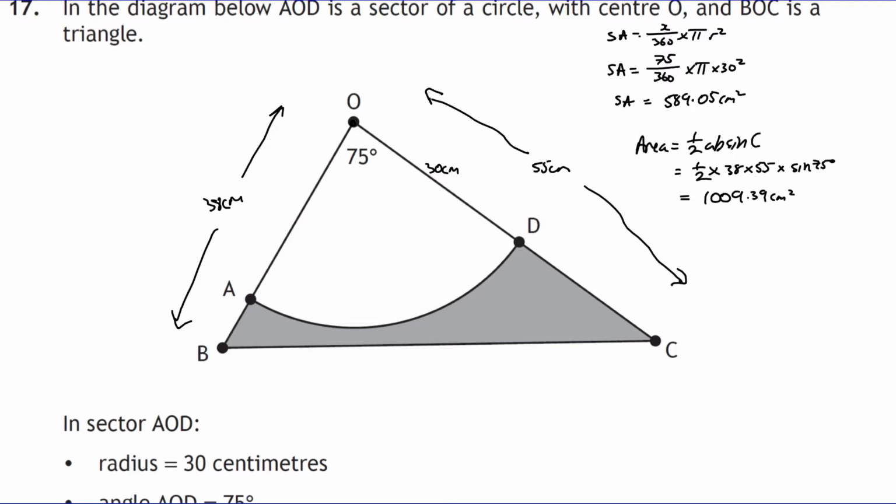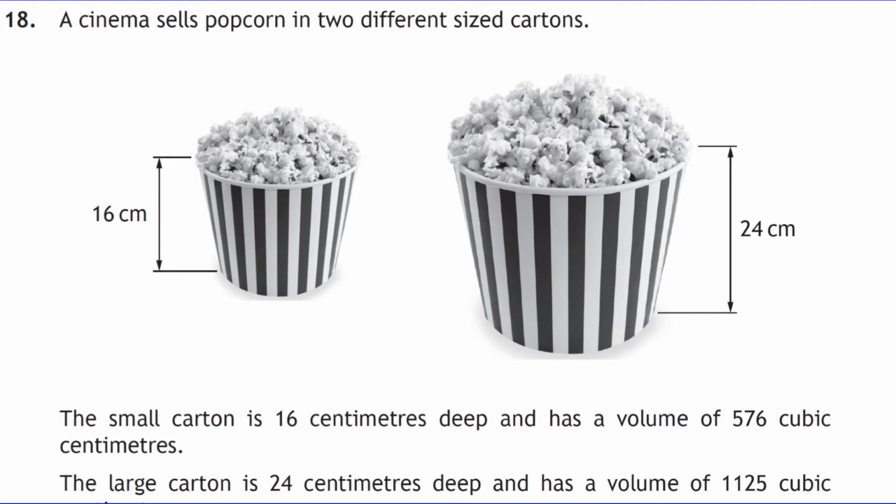Okay, so we're looking for the area of the shaded part here. That's just the difference between the area of the triangle and the area of the sector. So shaded area is 1009.39 minus 589.05. And that should give us an answer. Taking away 589.05 from the previous answer, that's 420.34 cm squared. Excellent.